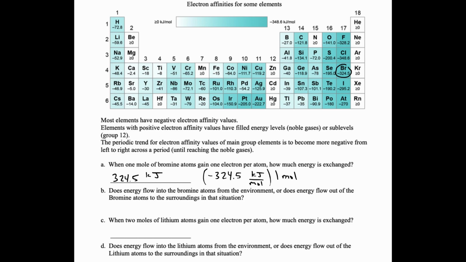Does energy flow to the bromine atoms from the environment, or does energy flow out of the bromine atoms to the surroundings? So because the value is negative, this is an exothermic reaction. Energy flows from bromine to the surroundings.